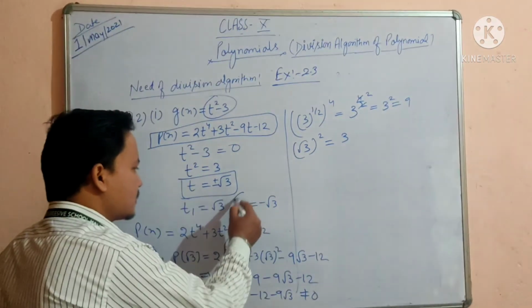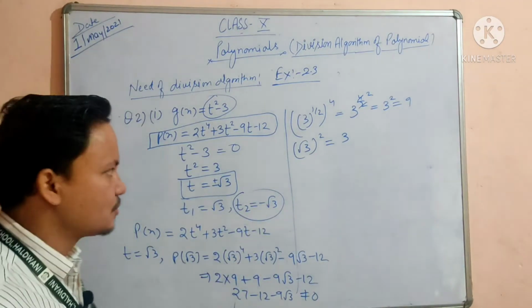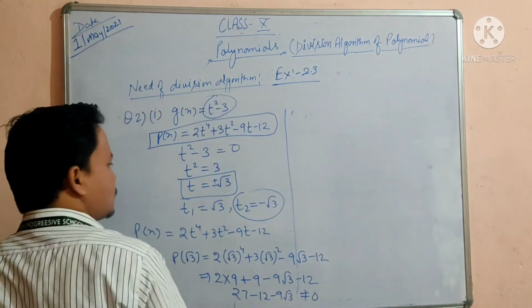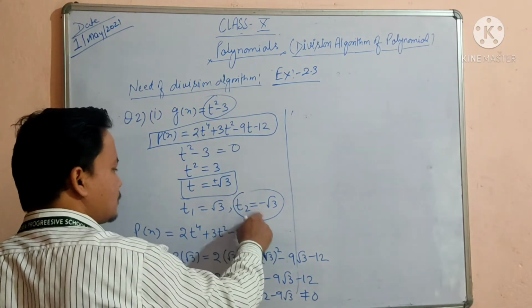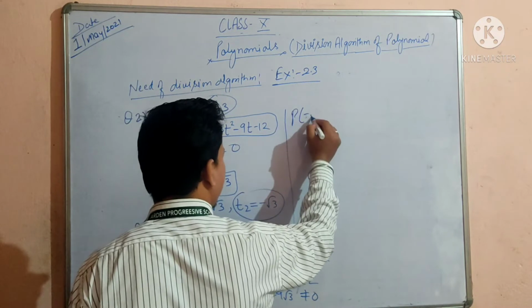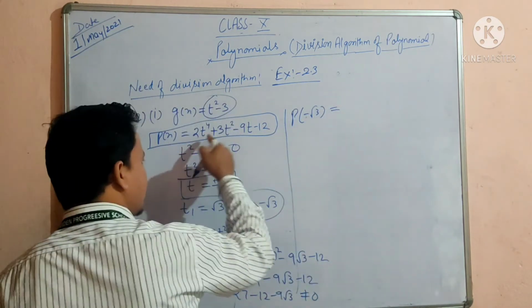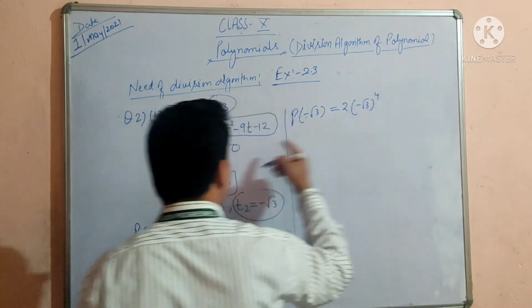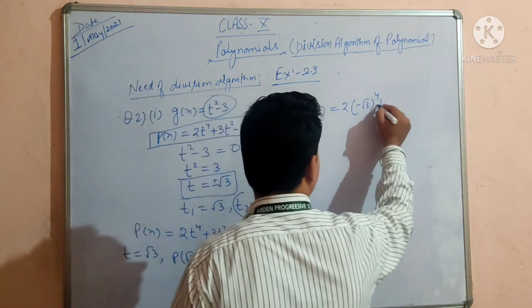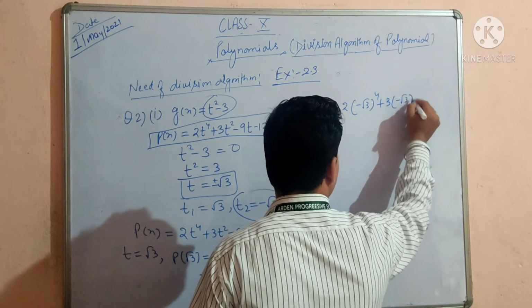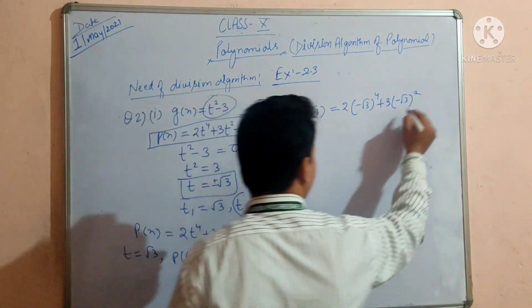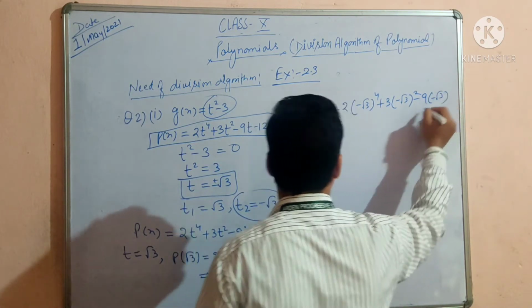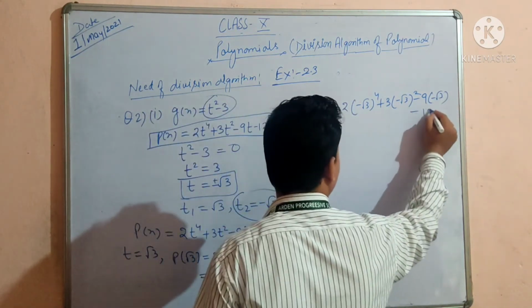Now we will check on putting the value minus root 3. Okay. So substituting the value of t here, minus root 3, we get p of minus root 3 is equal to 2 times minus root 3 to the power 4 plus 3 times minus root 3 square minus 9t. What is the value of t? Minus root 3, and minus 12.